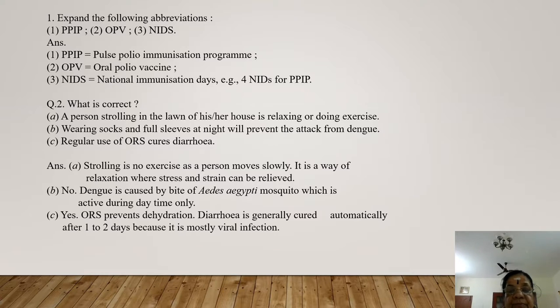Okay, what is correct? A person strolling in the lawn of his house, strolling means walking slowly, relaxing and doing exercise. Wearing socks and full sleeves at night will prevent attack from dengue. Then regular use of ORS, that is oral rehydration solution, cures diarrhea. Okay? Strolling is no exercise as a person moves slowly. If one walks slowly, it is not exercise.